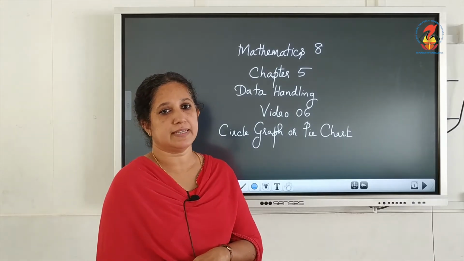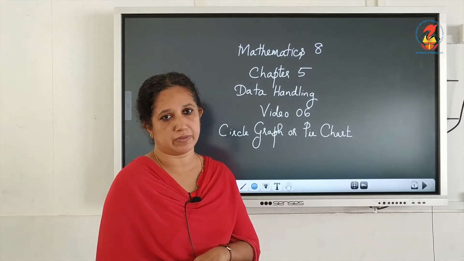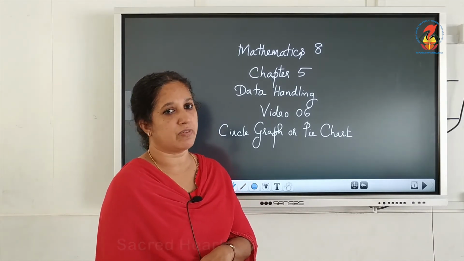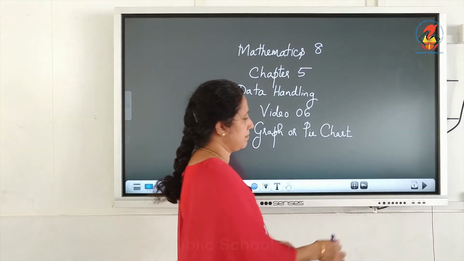We can represent the data in a circle also. Then the graph is known as a circle graph. Another name for the circle graph is pie chart. So our next topic is circle graph or pie chart.